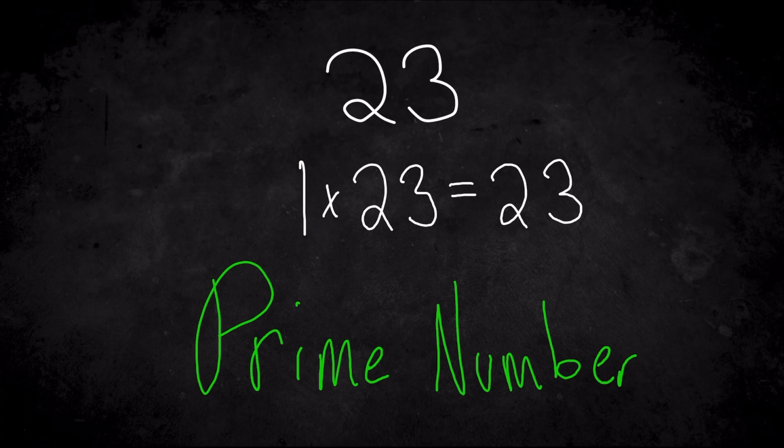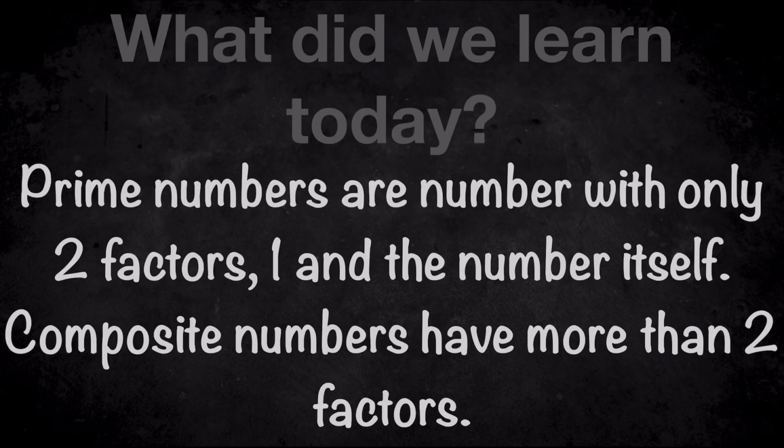Now that we have solved these examples, let's review what we learned today. We learned prime numbers are numbers with only two factors, 1 and the number itself. Composite numbers have more than 2 factors.